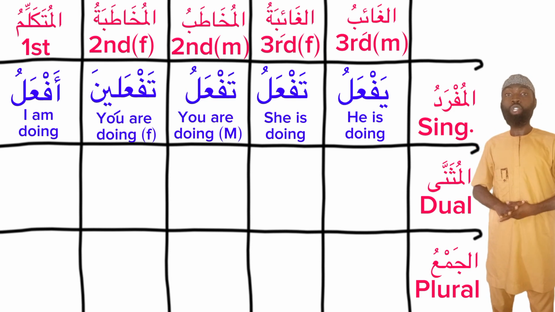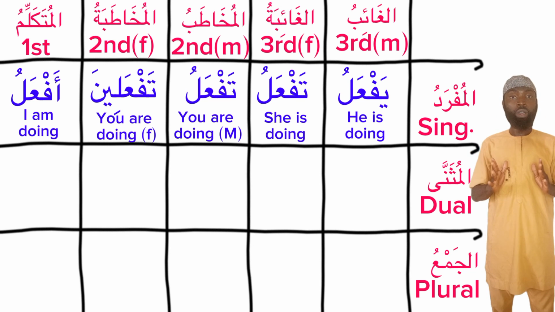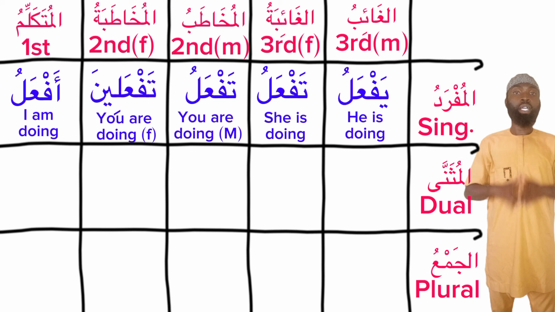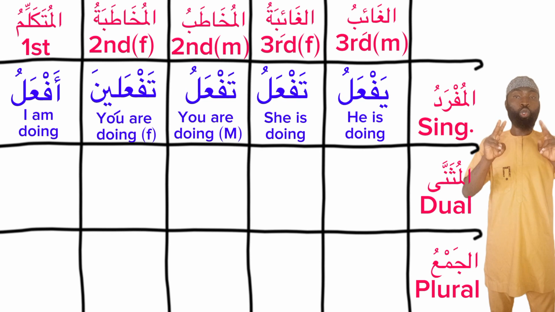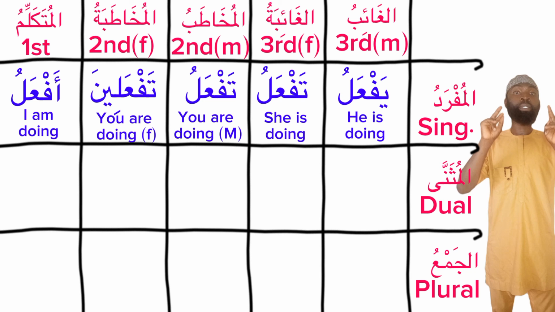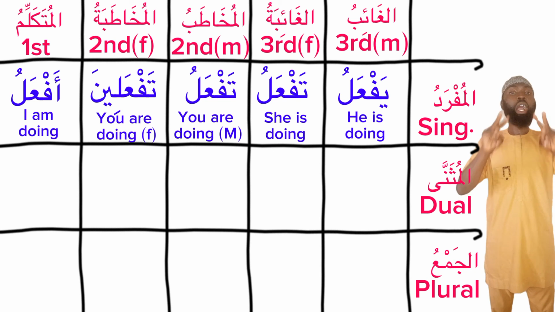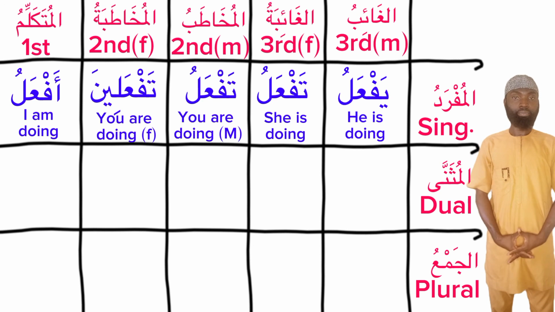Unlike the English language, which has its plurals starting from 2 and above, the Arabic language has number 2. The Arabic language has dual, words which represent 2. So when you have 2 people or 2 things, you have words which represent them, and that is what we call al-muthanna, the dual. So how do you represent 2 people or 2 things in your present tense verb?